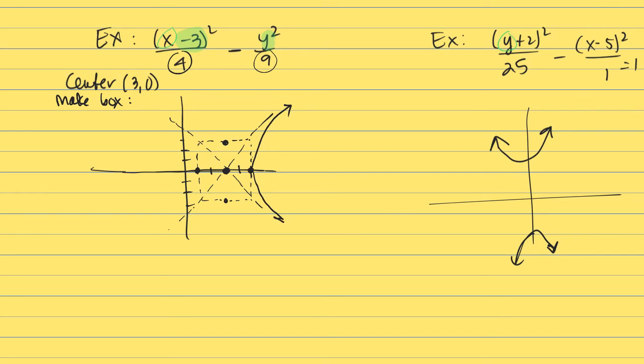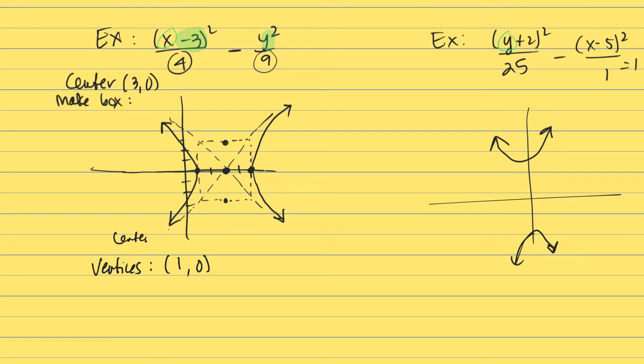Opening horizontally. Why does it open horizontally? Because the x came first. That's really how I look at it. And then from my graph, I can figure out my vertices. Let's see, they're at 1 and 0. So what is that? That is the center.